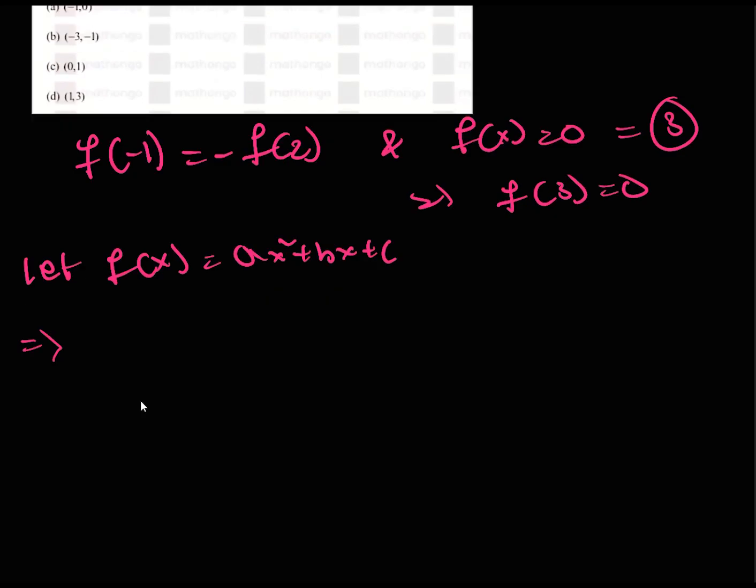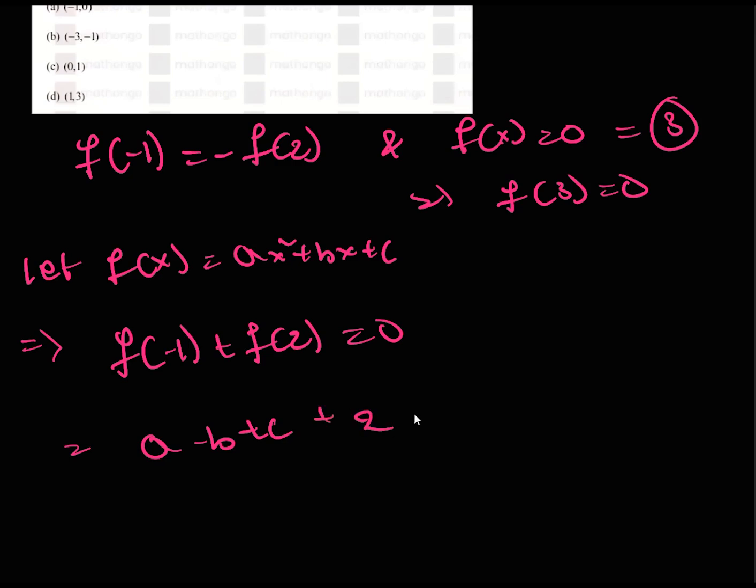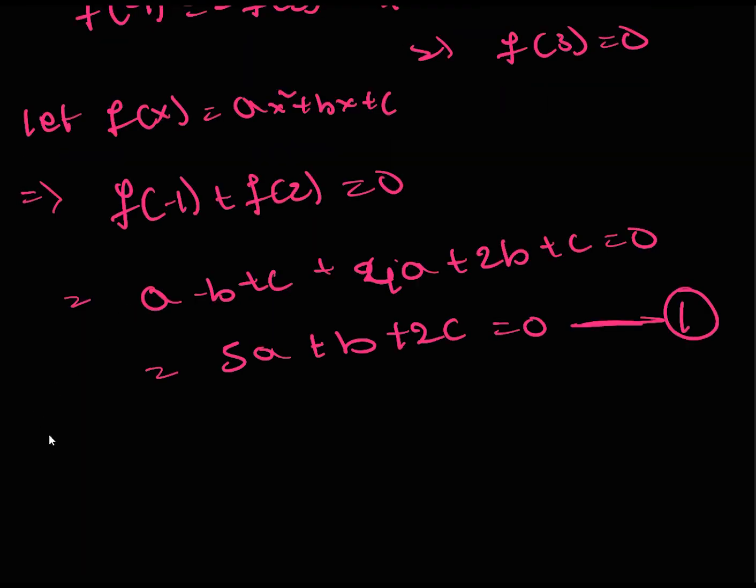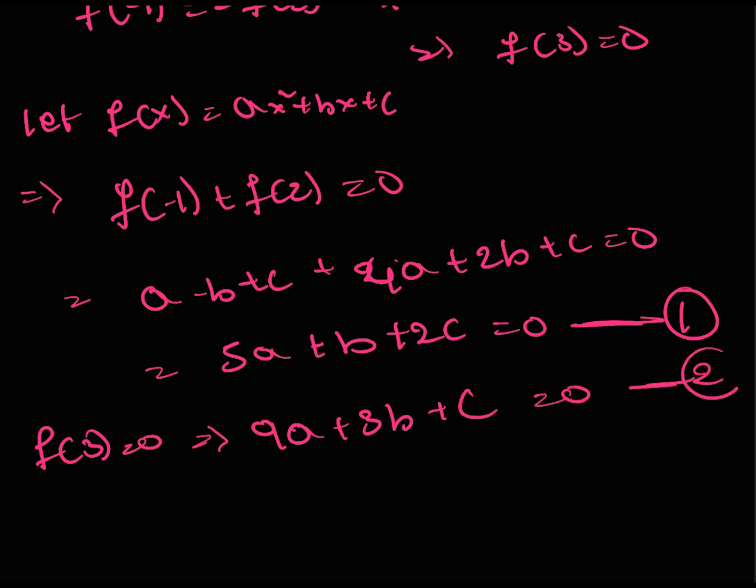That means we get f of minus 1 plus f of 2 equals 0. That equals a minus b plus c plus 4a plus 2b plus c equals 0. That equals 5a plus b plus 2c equals 0. Let us take this as equation number 1. And also we know that f of 3 is 0. That means 9a plus 3b plus c equals 0. This is equation number 2.